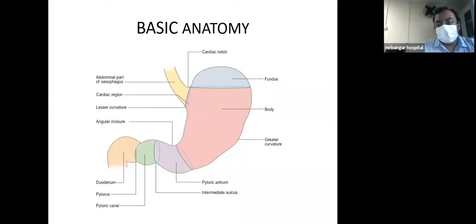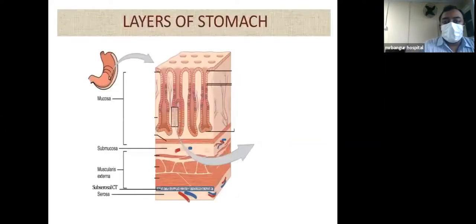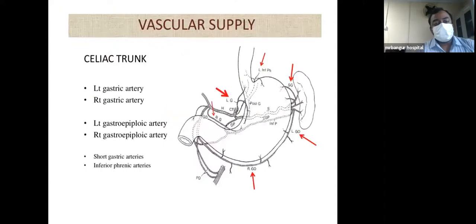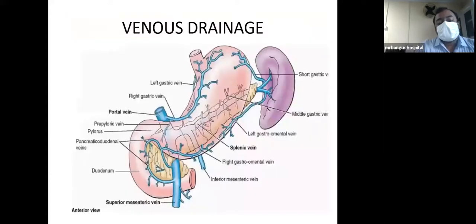It consists of fundus, body, antrum, and the pylorus. If we go deep into the histopathology of the stomach, we will find that it is consisting of mucosa, submucosa, muscularis externa, serosa itself, which we often find in other parts of the GI tract also. As far as the vascular supply of the stomach is concerned, it gets its supply from celiac trunk by the various arteries, namely left gastric artery, right gastric artery, left gastroepiploic artery, right gastroepiploic artery, and few supplies from short gastric arteries also.